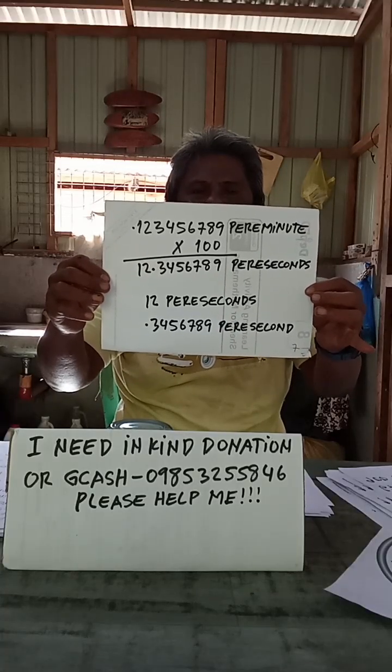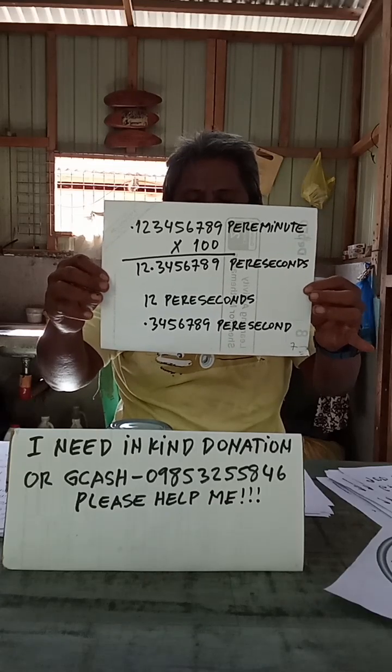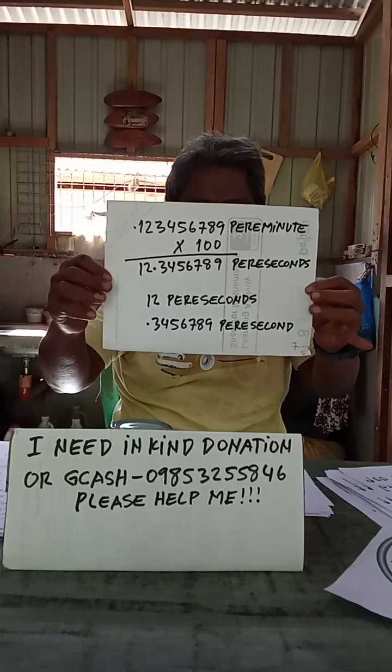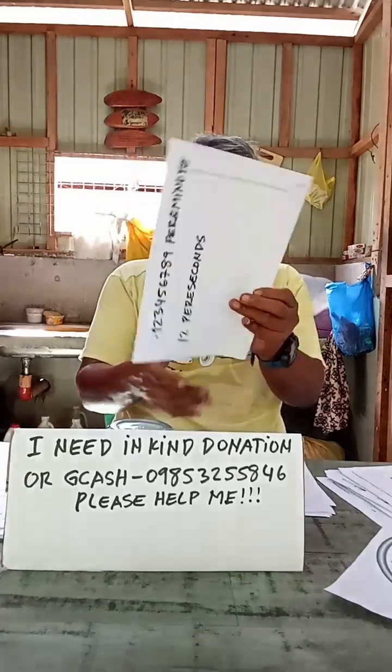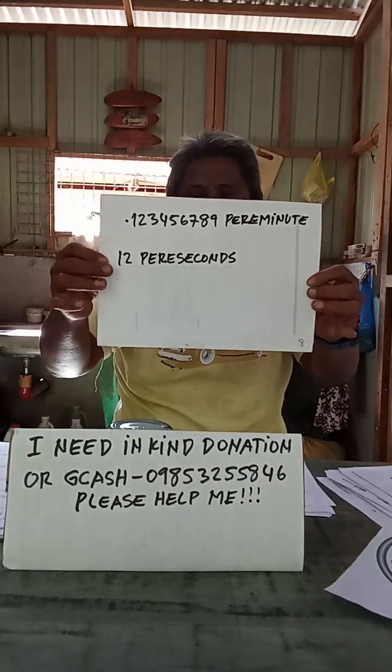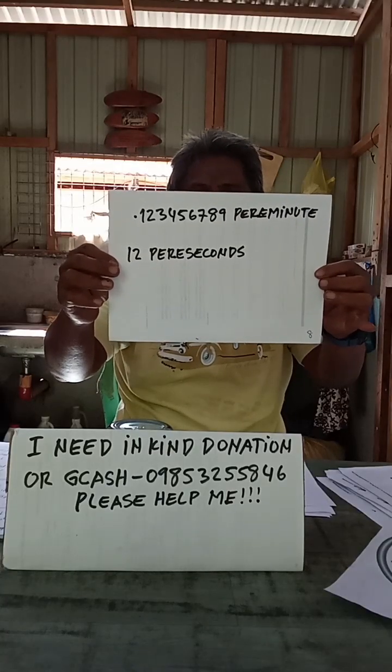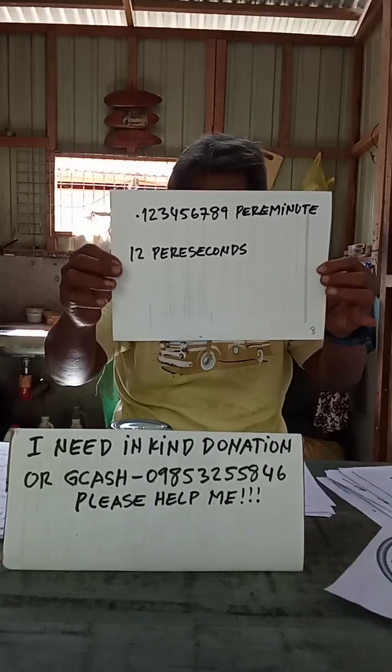Put aside the 12 per seconds, and the remaining is 0.3456789 per second. So we have now 12 per second from the decimal per minute. Okay, continue.